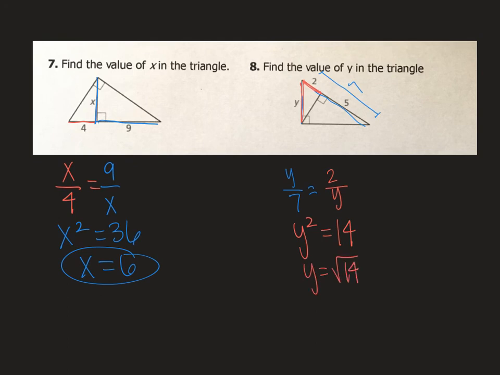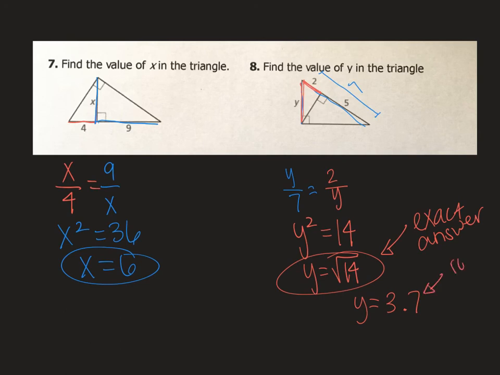So 14 doesn't have any perfect squares. So if it asks for an exact answer, we're going to leave it as the square root of 14. If on your homework it asks you to round to the nearest tenth or something like that, that's when you would just plug that into your calculator and say that it would be about 7.4. So remember, exact answer is a simplified square root. Rounded answer is going to be with your decimal.